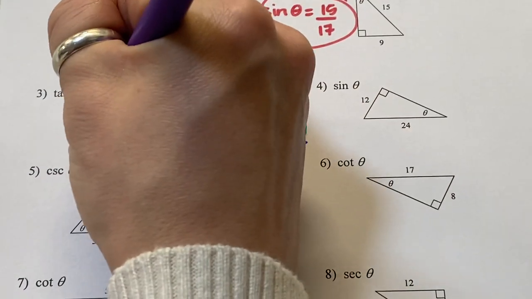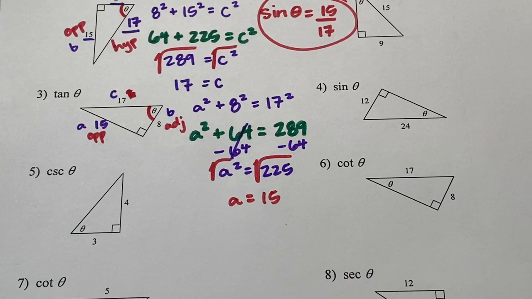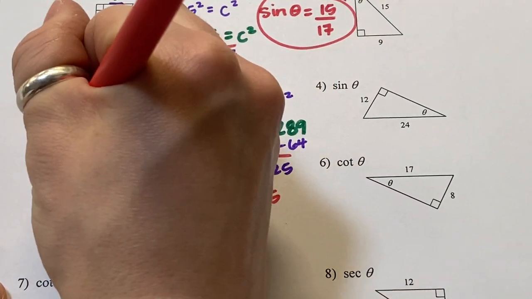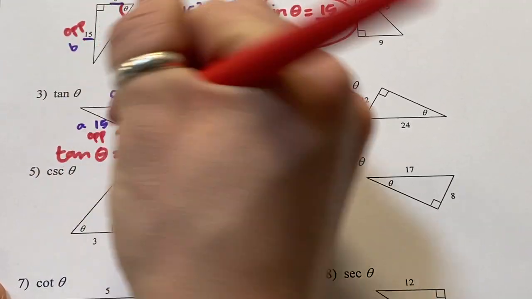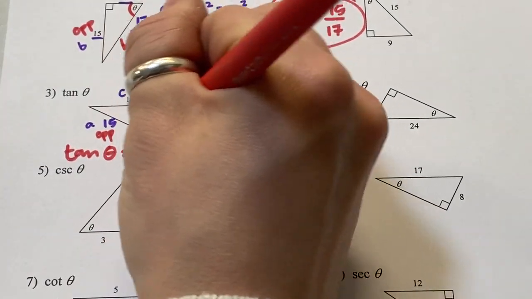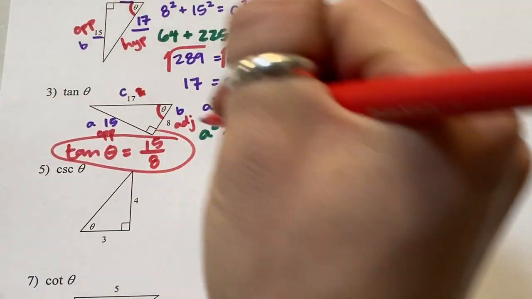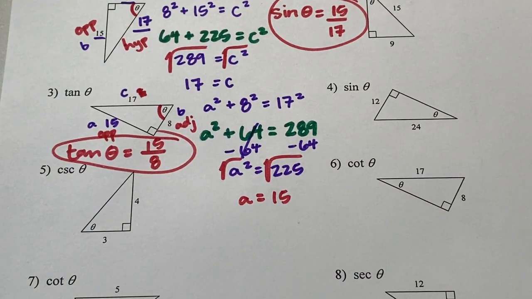We have the opposite and the adjacent, which are the two sides I need for tangent. So now I can write my final answer: tangent of theta equals opposite 15 over adjacent 8. Boom. We just had to find out what that opposite side was first. They're not making it easy on you. They know you guys can handle it.